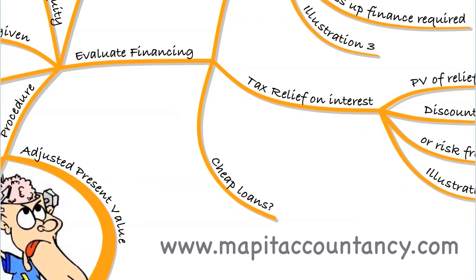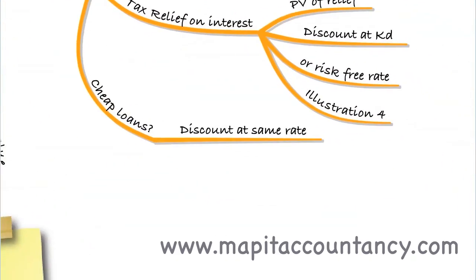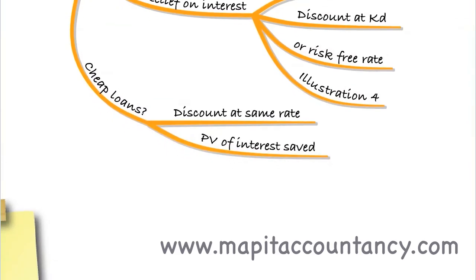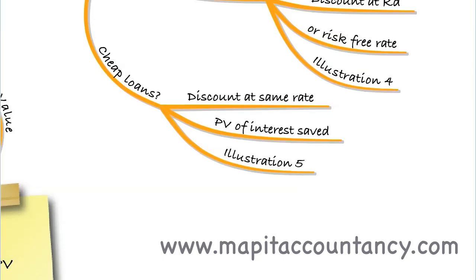Lastly then, look out for any cheap loans. We'll discount those at the same rate, i.e. our cost of debt. If we get a cheap loan, a government subsidy, something like that. But don't forget there'll be a benefit to that, because we would have had to pay a higher rate of interest if we didn't get that cheap loan. So we need to get the present value of the interest saved. And we did that in illustration 5.